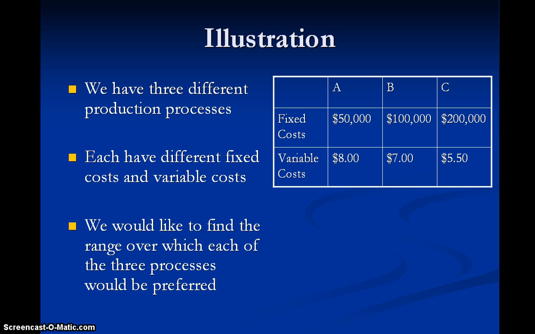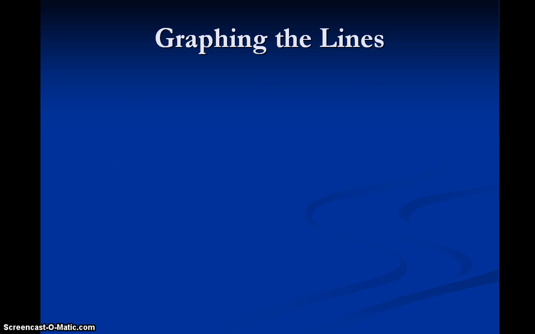We'll actually have three lines that we're going to find crossover points for. Each line represents a different production process. Each line, as you see, has different variable costs and different fixed costs. So process A has the lowest fixed cost but the highest variable cost. C has the highest fixed cost but the lowest variable cost. So there's clearly going to be some trade-offs, and what we want to do is find the range over which each of these three processes would be preferred.